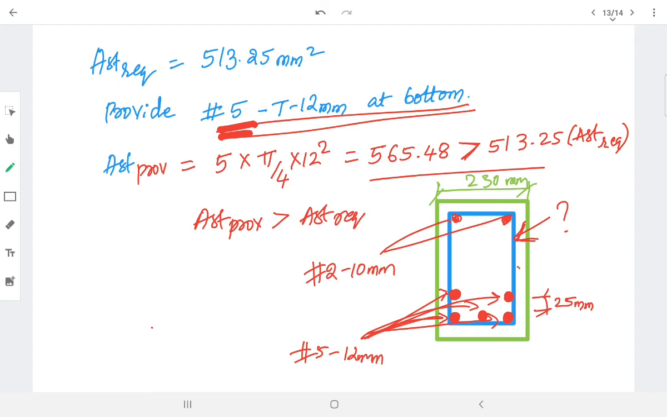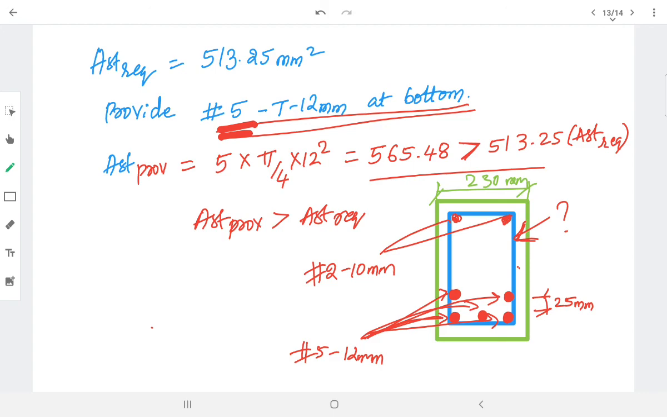This is the second part of design of beam. In the description box I have given a link of part 1. Just go through that. This is second part. Until unless you watch that video, you'll not be able to understand this problem.